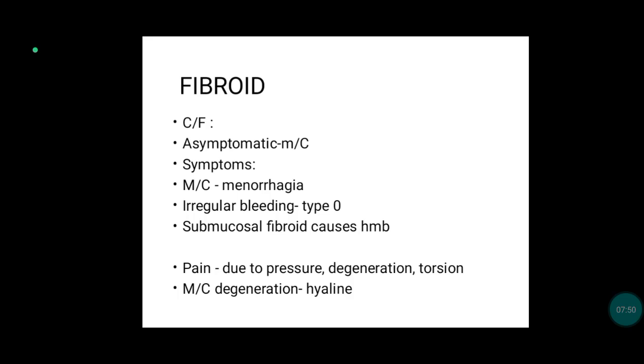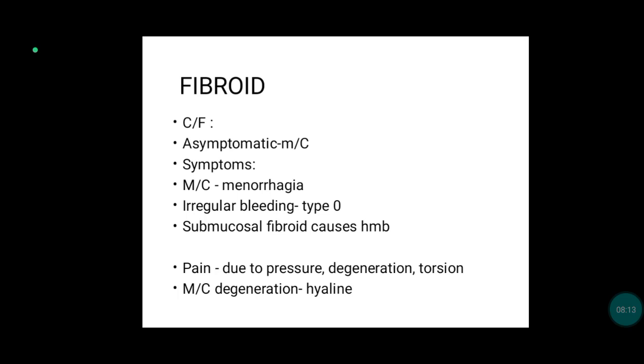Regarding pain, the causes of pain in fibroid will be pressure, degeneration, and torsion, and most commonly the pain is seen in the subserosal type of fibroid. Pedunculated subserosal fibroids will undergo torsion most commonly. So the most common fibroid to undergo torsion will be the pedunculated subserosal type of fibroid.